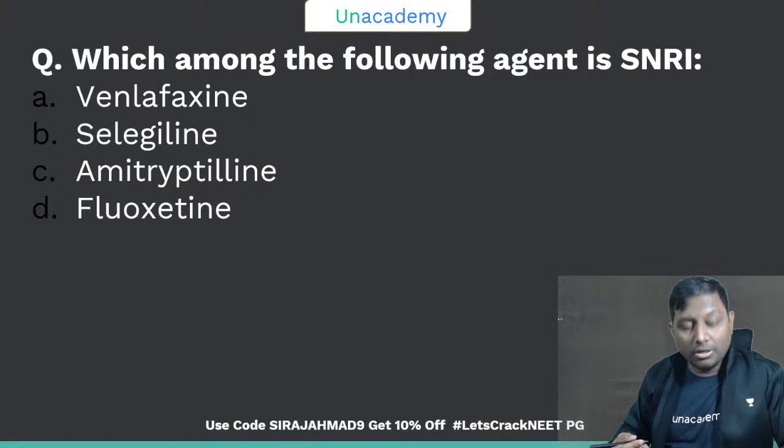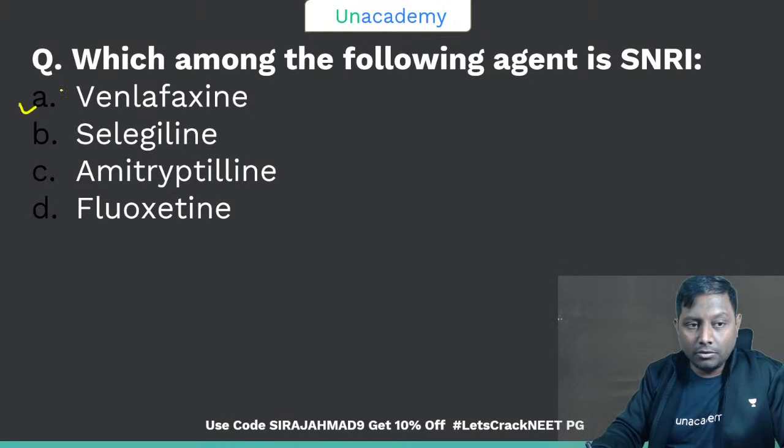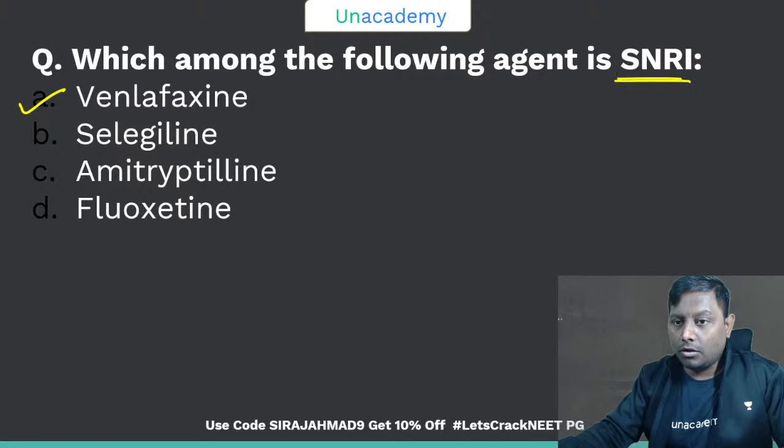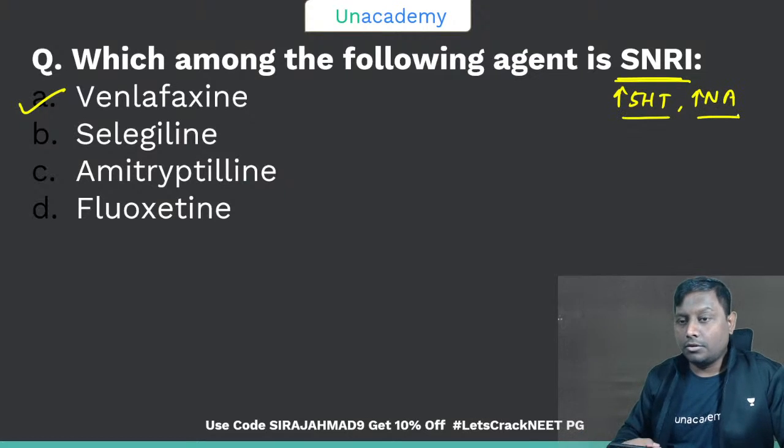So answers have started to come, guys. That is your venlafaxine. Very good. That is your SNRI, a serotonin noradrenaline reuptake inhibitor, which is going to increase the level of serotonin, and it is also going to increase the level of noradrenaline.